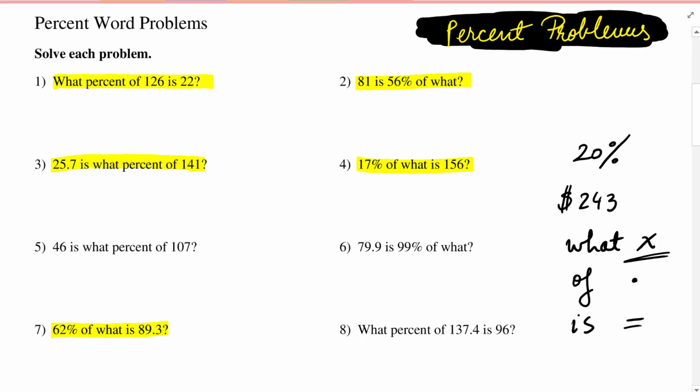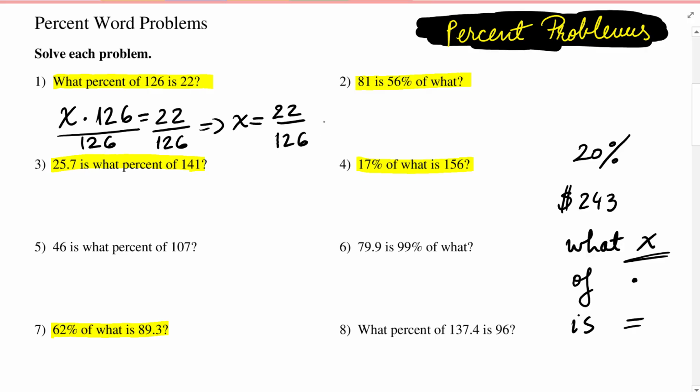So let's start with problem 1. What percent of 126 is 22? So x times 126 equals 22. Now this is an equation, so we are going to try to find x. To do that, we divide by 126 both sides and we get x equals 22 over 126. Let's do the division. If you divide that with your calculator, you're going to get 0.17460 and more decimals than that.